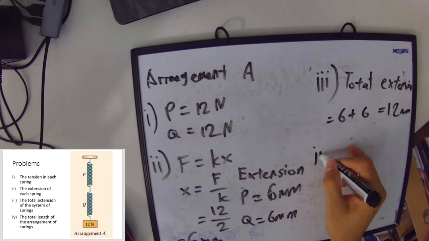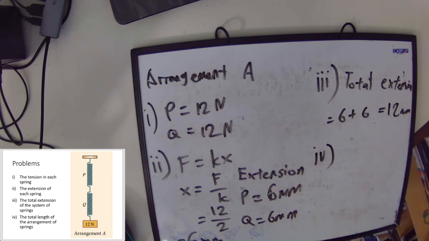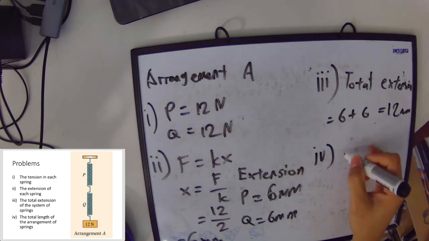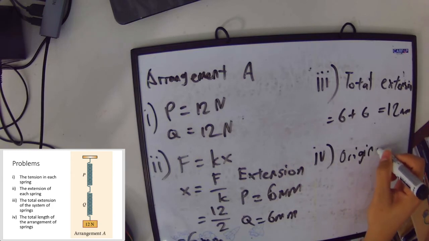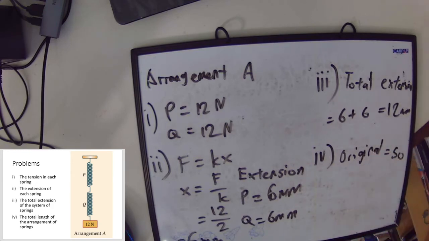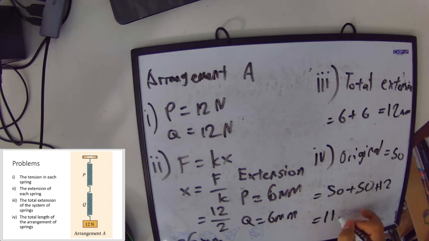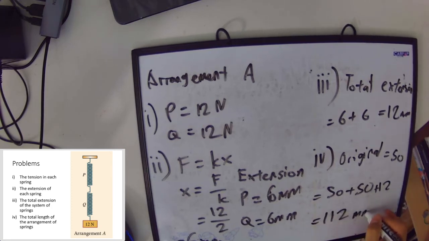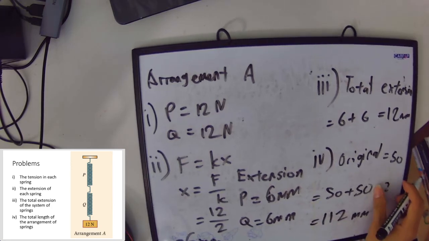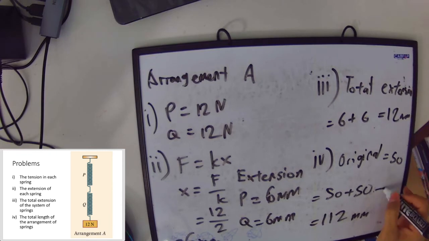And now finally, total length of the arrangement. So you have to add the original length. We know the original length from earlier is 50. So original length is 50, and there are 2 springs, so 50 plus 50, plus the extension, 12. So you have 112 millimeters.